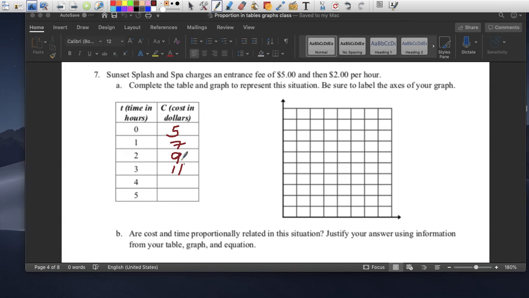So you see a little pattern here every hour, right? Well, we're going by 2, so this would be 13, and this would be 15. Is this a proportional table?